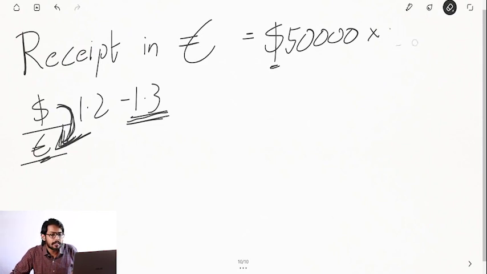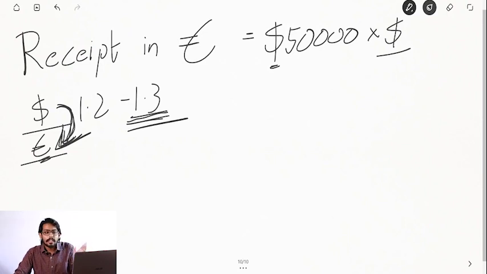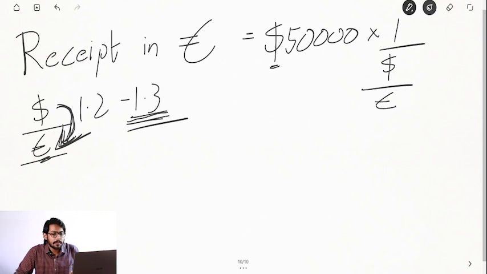What just happened over here? You tried multiplying the rate. Dollars 50,000 into dollar by euro. You cannot multiply because dollar and dollar become dollar squared. So you have to divide, into 1 by dollar by euro. 1 by dollar by euro means, if you remember your math, euro will go to the numerator, and dollar and dollar will get cancelled. Okay, that's how maths works.